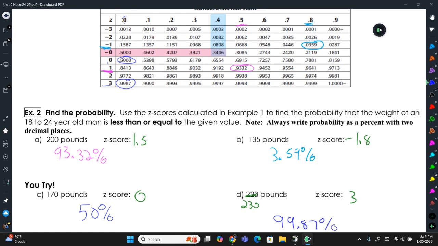So again, that tells us that 99.87% of our data is smaller than 230. And in this case, we're talking about the weight of these men. So 99.87% of men 18 through 24 weigh less than or equal to 230 pounds, according to this data.